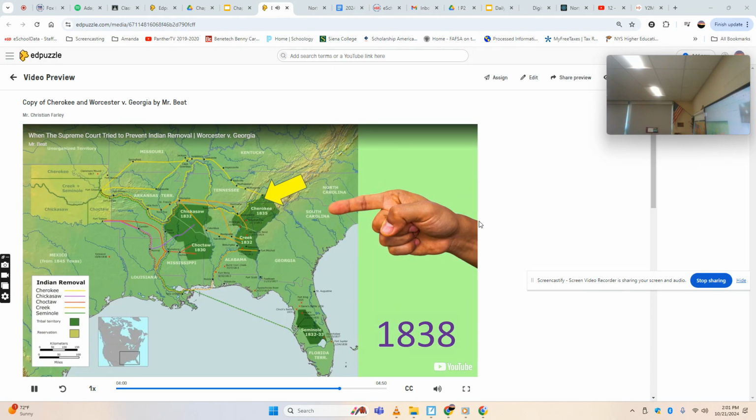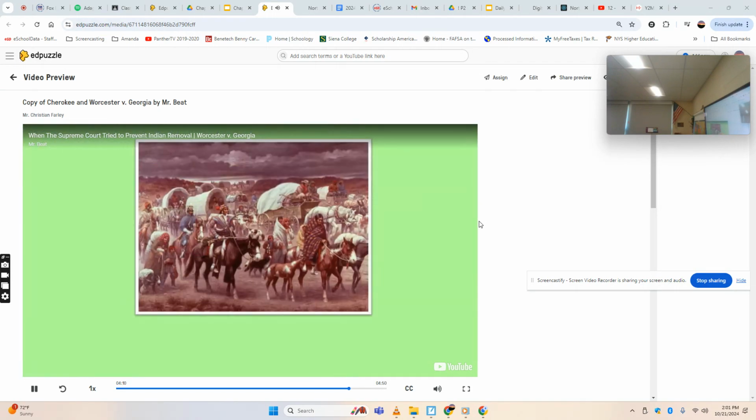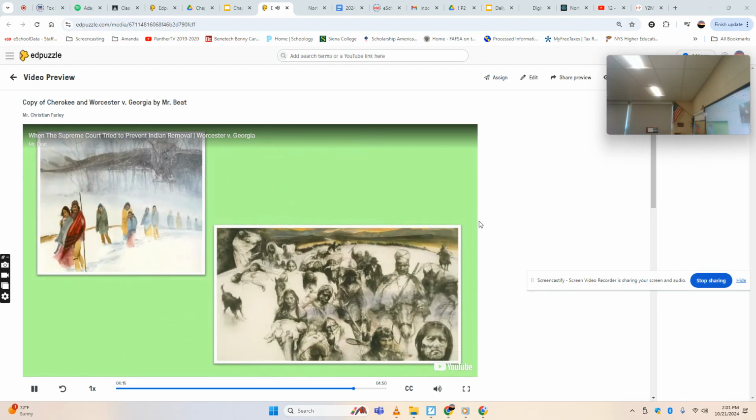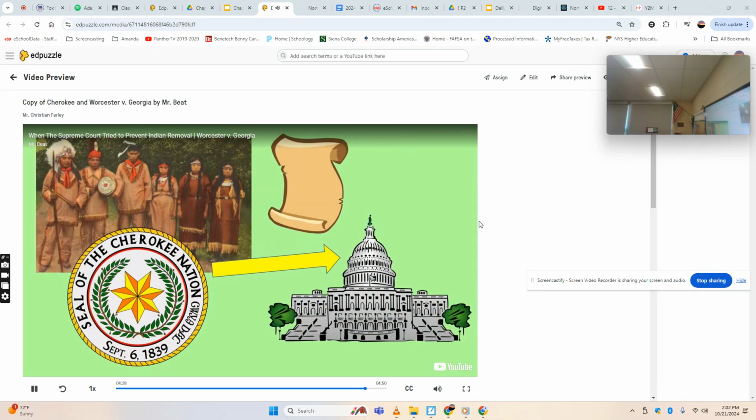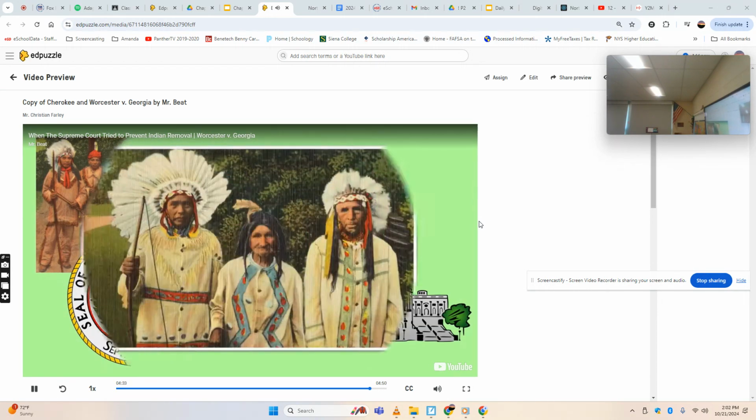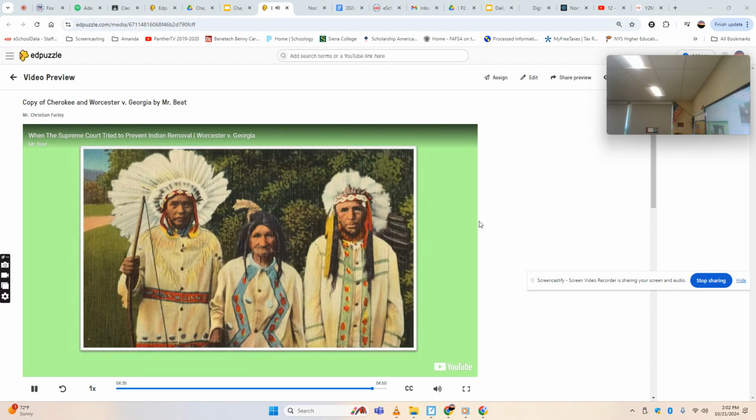In 1838, the U.S. Army forced almost all remaining Cherokees off of their lands in Georgia and marched them to Indian Territory in what is now Oklahoma. This was a horrible journey known as the Trail of Tears that resulted in the deaths of thousands of Cherokee along the way. So, yeah, kind of a sad ending. Wooster v. Georgia, however, was still an incredibly important Supreme Court case because it clarified the relationships Native American tribes had with both state governments and the federal government. It strengthened tribal sovereignty in the United States.